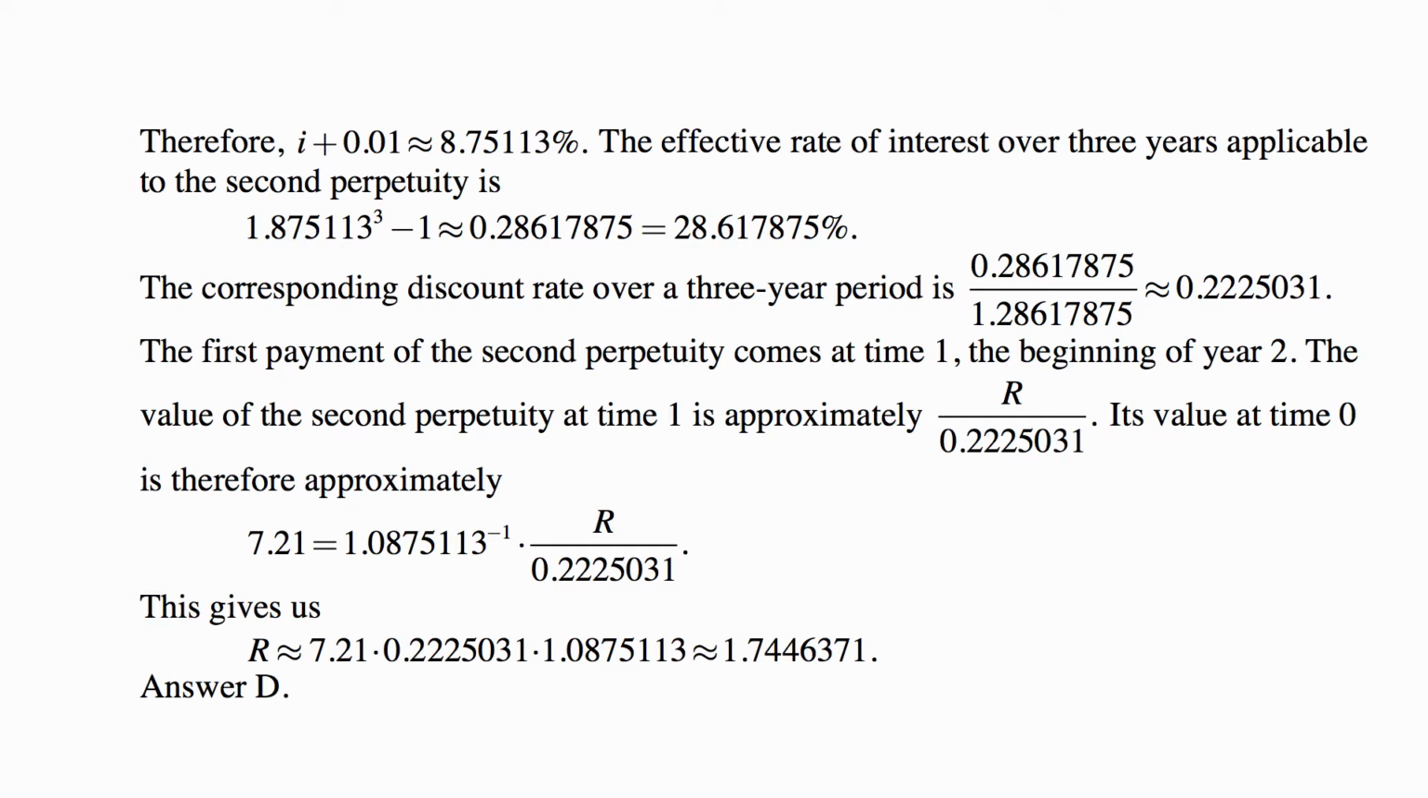Its value at time 0 has to be that value discounted by 1 year under the interest rate applicable then, which is that 8.75%. But that's equal to 7.21. So we set up an equation here. And from this equation, R is approximately 7.21 times this 22.25% times 1 plus that interest rate that we figured out that is applicable to the second perpetuity. And this comes out to be about 1.744637, and that's answer D.